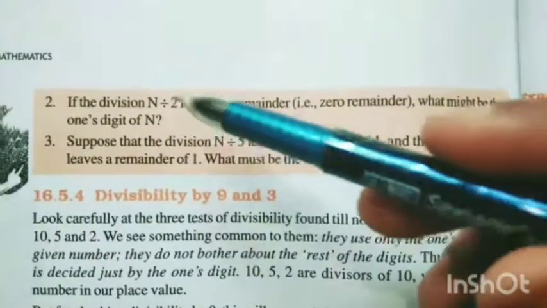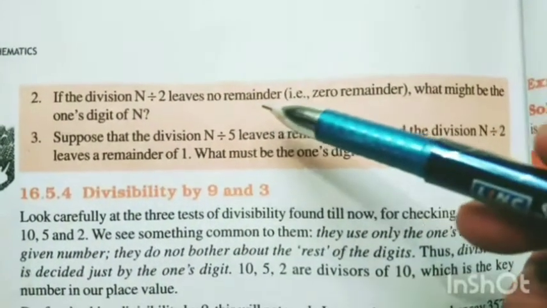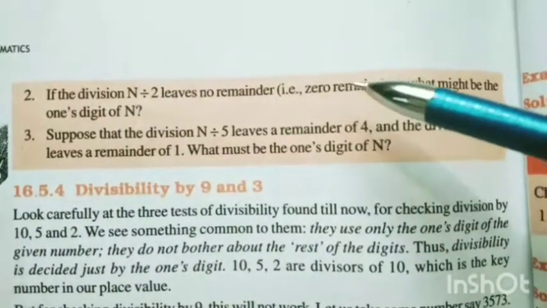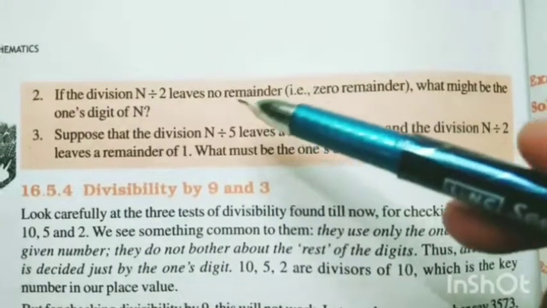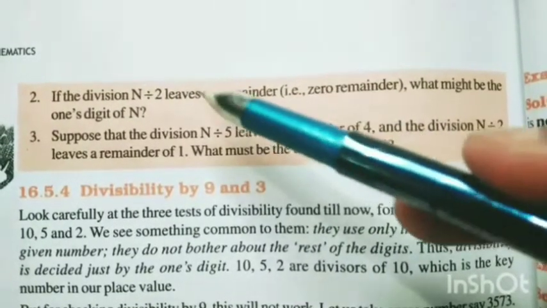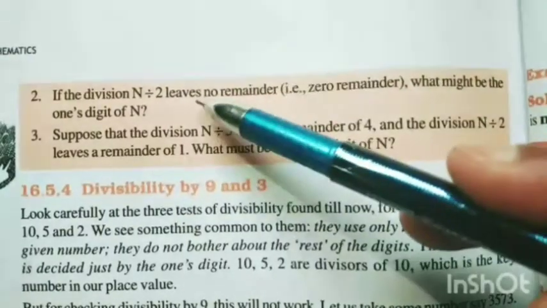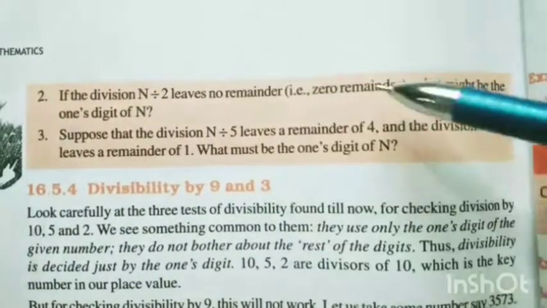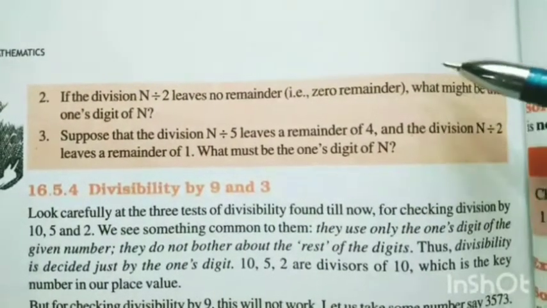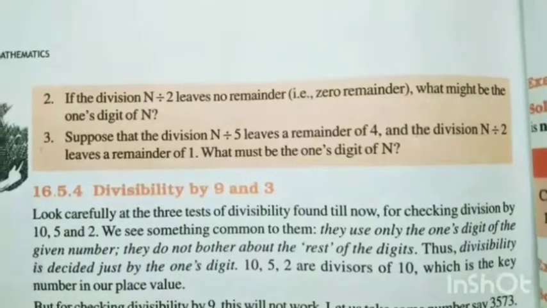Here in question number 2, if the division n divided by 2 leaves no remainder, that means the remainder is 0. That means this is a complete division. That means this number is divisible by 2. No remainder means 0 remainder. So what will be the values of n? The values of n will be even numbers. All the even numbers, right?